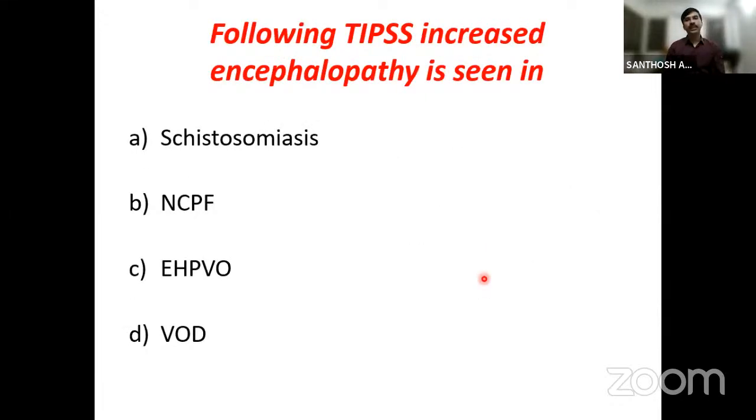The following is TIPS. What is TIPS? Transjugular. So the attenuation index, someone wants me to repeat.